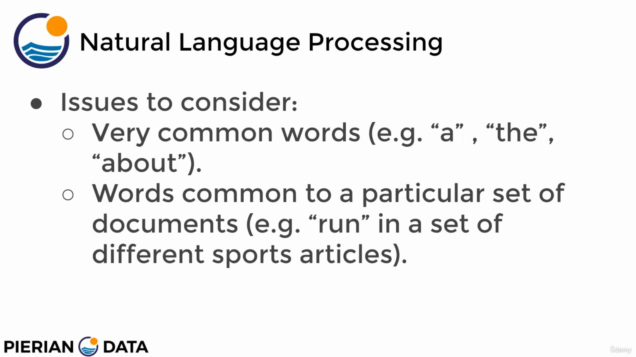And we should also think about the documents themselves. Are there words that are common to a particular set of documents? For example, let's say we have a bunch of text documents that we're trying to classify into different sports articles, like some articles on baseball, some articles on basketball, some articles on soccer, and so on. We should note there's going to be some words that appear often throughout all the documents, such as run or such as ball, and that may actually not be too important of a word for this particular set of documents.